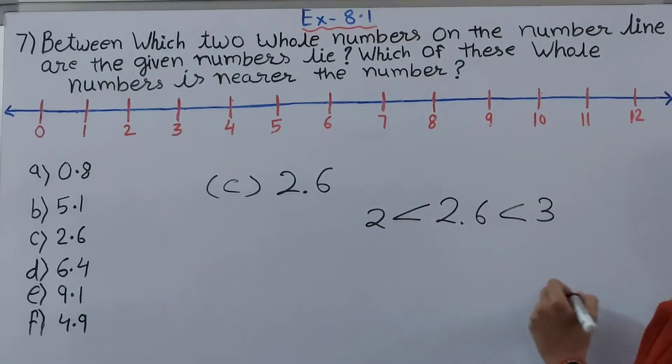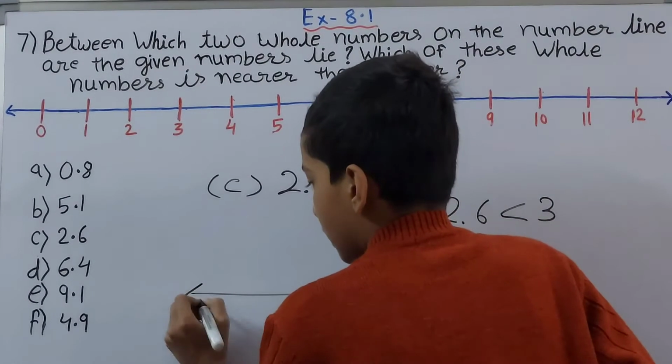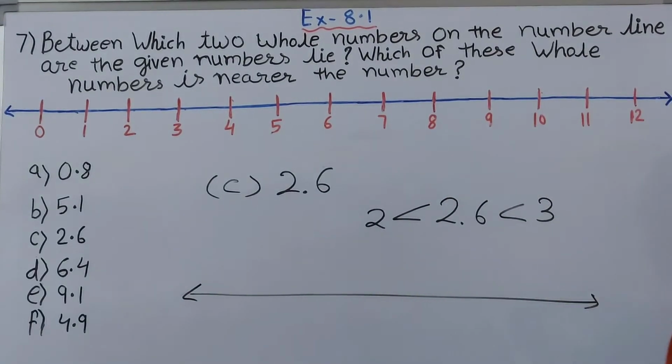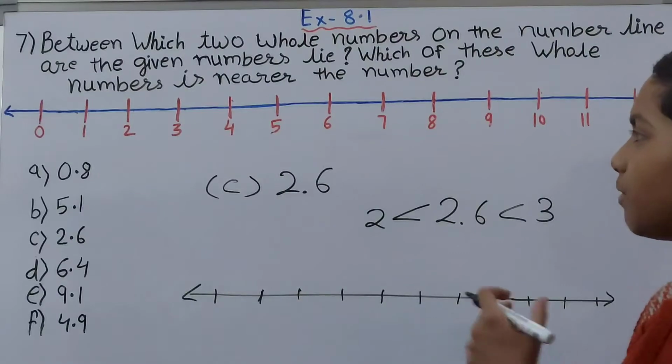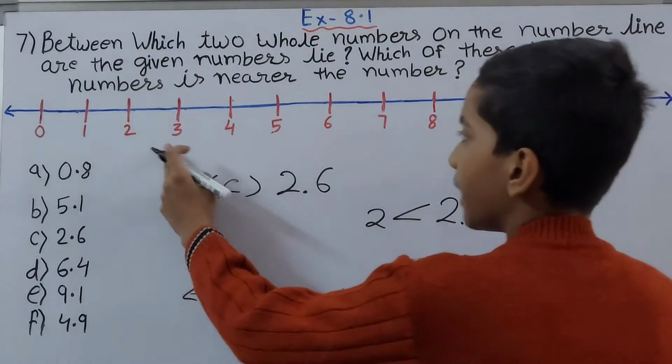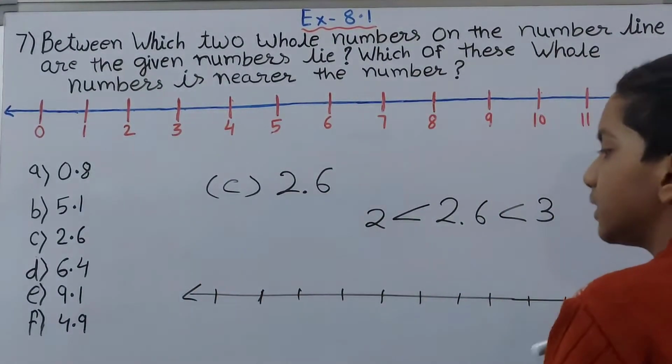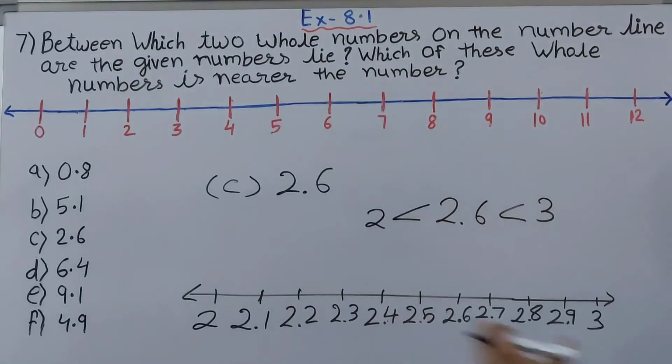Now let's make the number line, and now we will start filling numbers in them. So we will start from 2 over here you can see, and we will end at 3. So let's start. So this is complete.